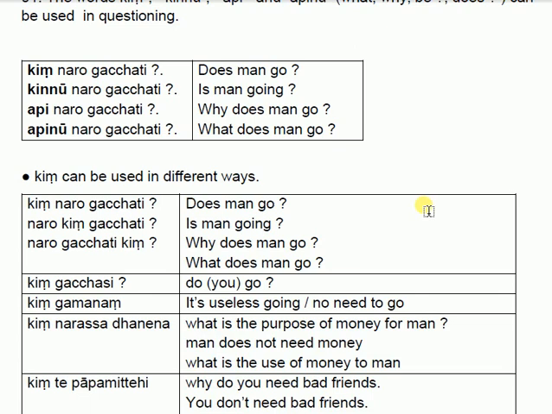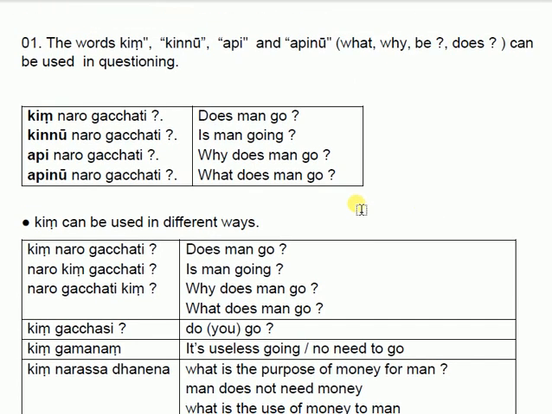In this table, we have kim naro gacchati. Naro means man. Kim naro gacchati, kinnu naro gacchati, api naro gacchati, or apinu naro gacchati. All these four questions have all these meanings. Does the man go? Or is the man going? Why does the man go? Or what does the man go? Like that.